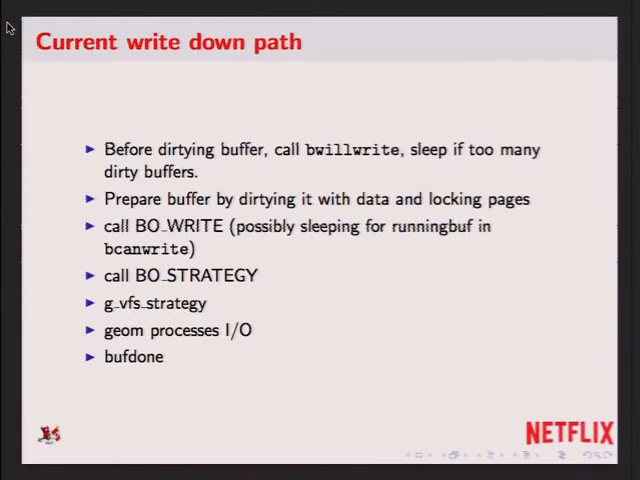But the current write path down in the system is: a system call happens, somebody decides they want to write. Before dirtying a buffer, they call bwillwrite, which checks the dirty count and puts the process to sleep if there are too many dirty buffers. It also wakes up the buffer daemon and waits for the buffers to be available. Some systems have hacked that to do an inline reclamation of a few dirty buffers, or to start that off immediately rather than waiting for the buffer daemon to wake up. And then once it knows it can proceed, it goes ahead and dirties the buffer by putting the data in there by whatever means. There are so many different paths in how it does that, whether it copies it from user space or swaps pages, that it is a bit long to go into.